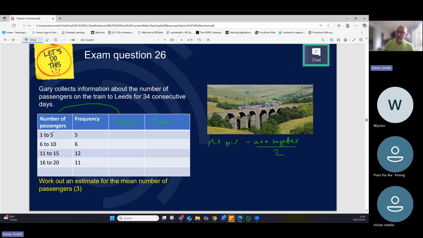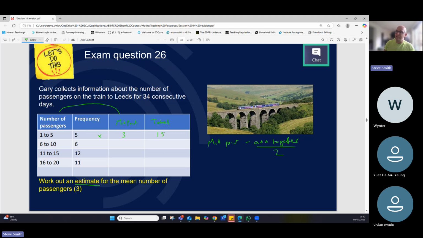Right. So 1 and 5 is 6. 6 divided by 2 is 3. And once we've got the midpoint, we say, right, there's 5 trains with about 3 people on. And when we say about, it has to be an about, because the question even says it's an estimate. It's not a real science. So we've got 5 trains with 3 people on. So we have a total there of 15 passengers.